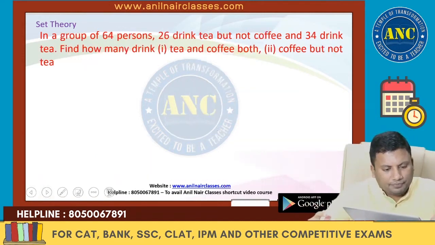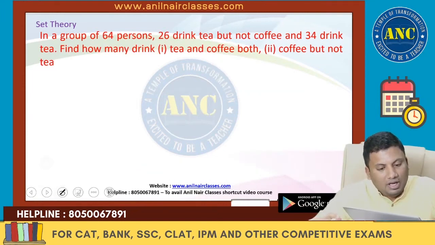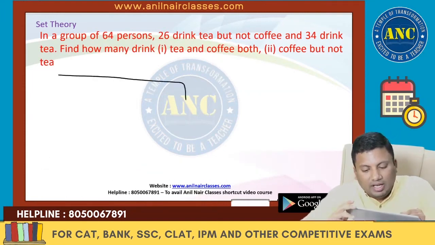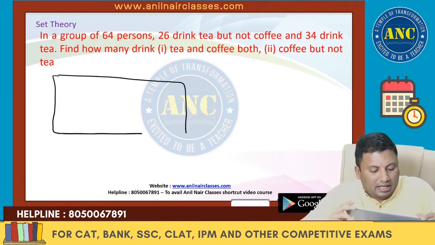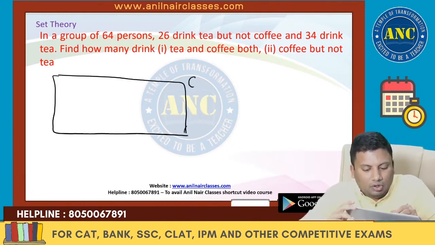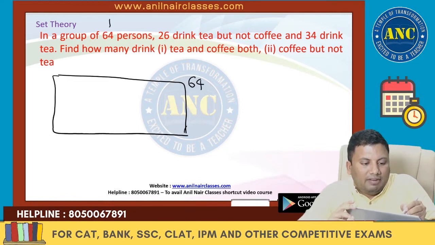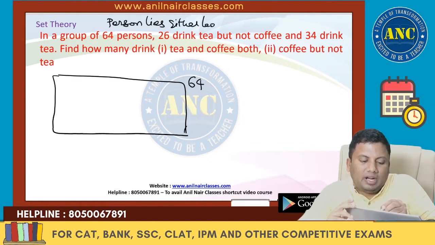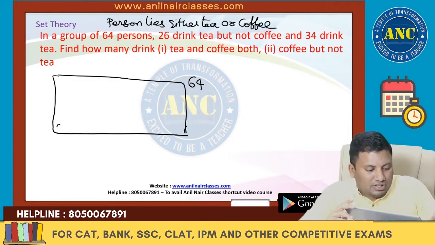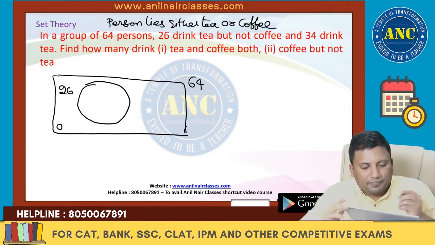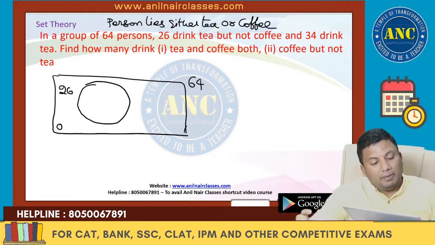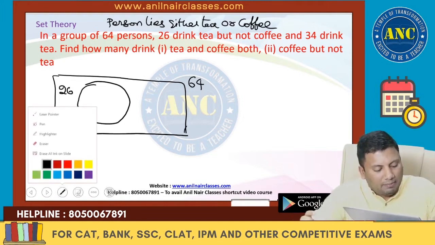Next one. In a group of 64 persons, there are people who like tea and there are people who like coffee. Total 64. Right? Every person likes either tea or coffee. It should be given, otherwise neither A nor B will be 0. There are people who like tea but not coffee.